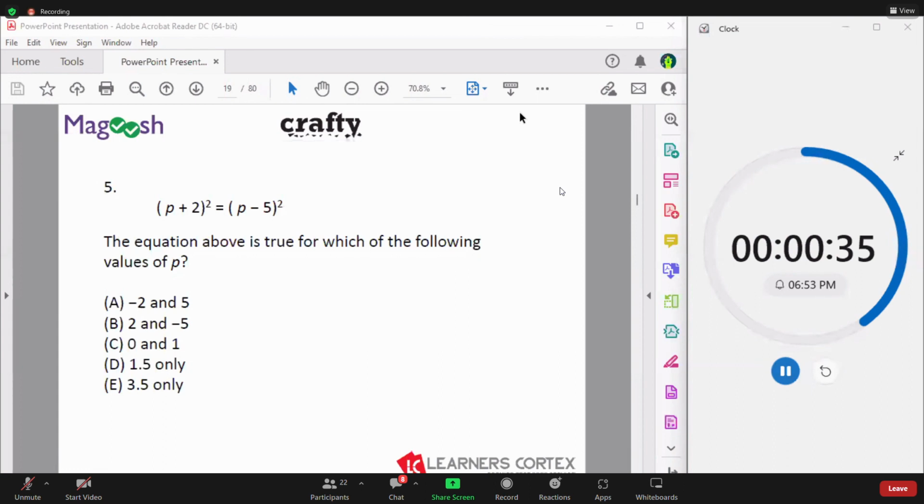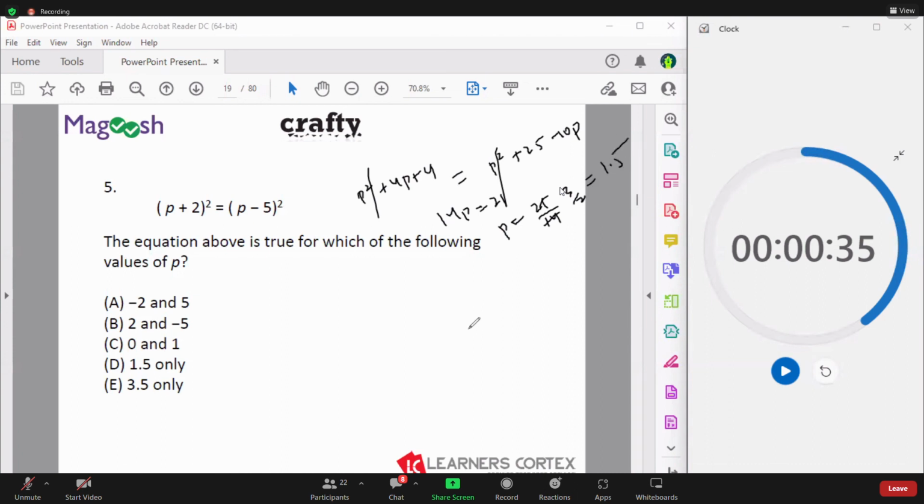Yes, sir. So on expanding p plus 2 whole square, it comes to p square plus 4p plus 4. And on the other side, we can expand it to p square plus 25 minus 10p. And p square gets cancelled. So we can solve the equation, 14p. Great. Wonderful. This is correct. This is usually the way to go for it.